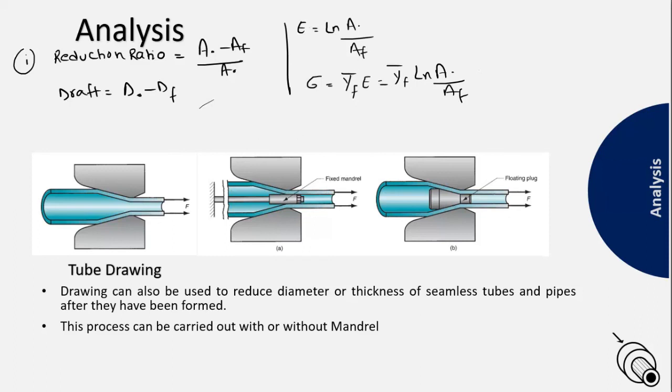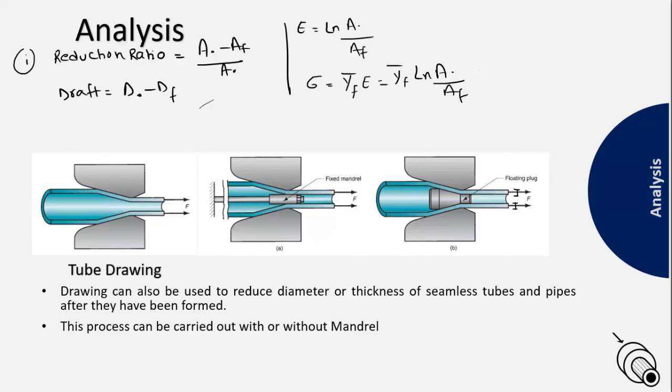Then towards the end of the chapter, there is a specialized drawing operation known as tube drawing. The purpose of tube drawing is not only to reduce the diameter of hollow tubes, but also to control the wall thickness. It can be used to directly reduce the diameter like this, but also to control the inner diameter or wall thickness, especially for seamless pipes and tubes.